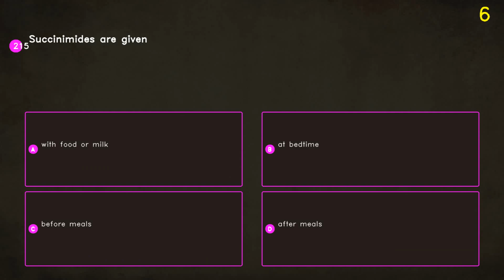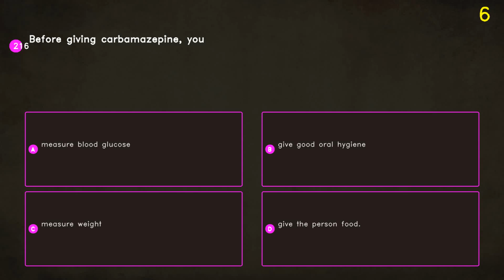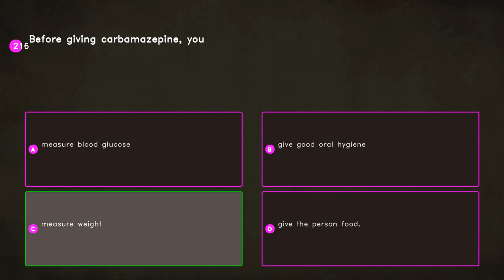Question 215. Succinimides are given A. With food or milk. B. At bedtime. C. Before meals. D. After meals. The correct answer is with food or milk. Question 216. Before giving carbamazepine, you A. Measure blood glucose. B. Give good oral hygiene. C. Measure weight. D. Give the person food. The correct answer is measure weight.